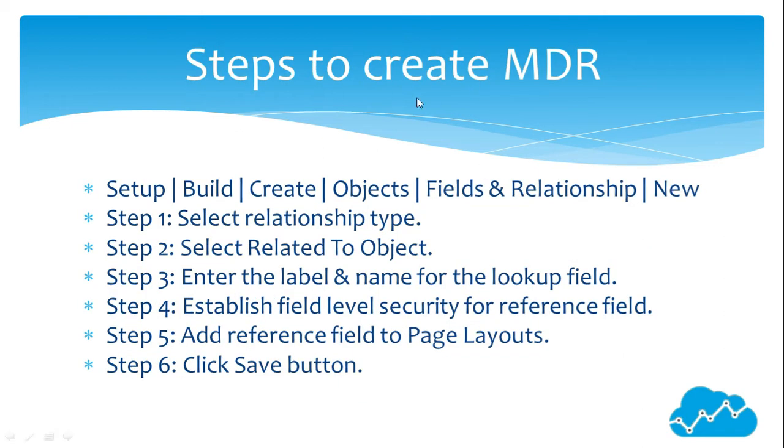Steps to create master detail relationship: Setup, build, create, objects, choose object, field relationship, then click new. Step 1, select a relationship type, that is master detail relationship. Step 2, select a related to object. Step 3, enter the label and name for the lookup field. Step 4, establish field level security for reference field. Step 5, add reference field to page layouts. Step 6, click Save button.